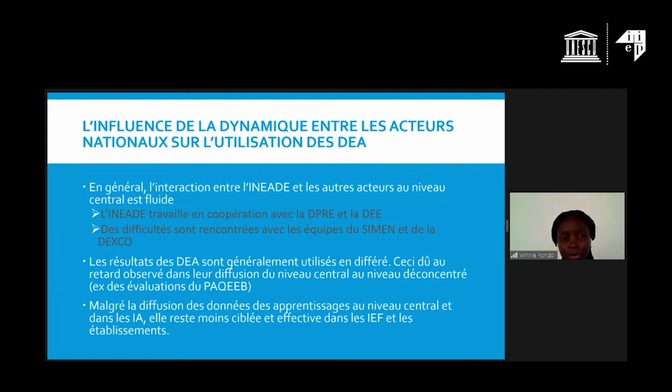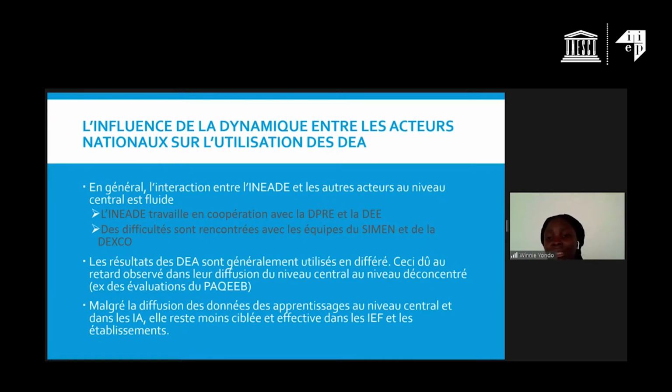With regards to the influence of dynamics amongst national actors on the use of learning assessment data, we've observed in our study that INEAD, which is the National Institute of Study and Action for the Development of Education, works in cooperation with the DPRE, which is the Education Planning and Reform Division, and the Elementary Education Division. But we have problems with the teams in the National Education Information and Management System and the Exams and Competitive Exams Board. So the relations between INEAD and these two bodies are not smooth, whilst all these bodies must interact properly in order to better use the learning assessment data.